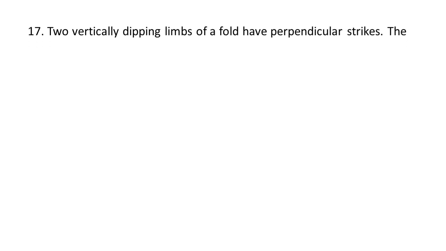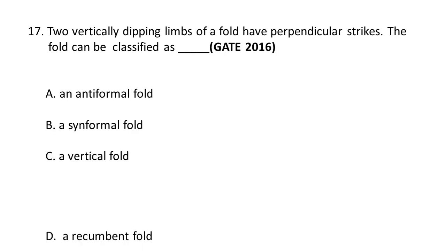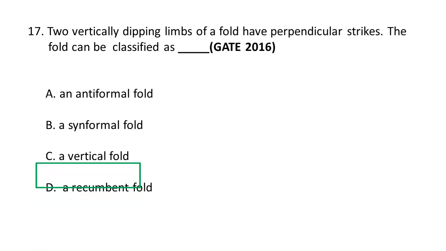Next question. Two vertically dipping limbs of a fold have perpendicular strikes. The fold can be classified as A, an antiformal fold, B, a synformal fold, C, a vertical fold, and D, a recumbent fold. So the correct option is a vertical fold. A vertical fold is a fold in the Earth's crust with a vertical axial plane and fold axis.